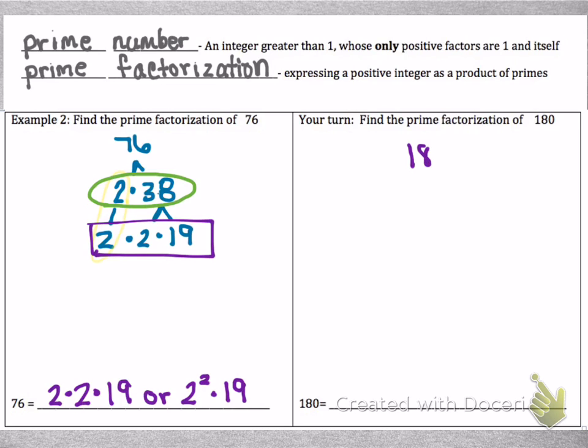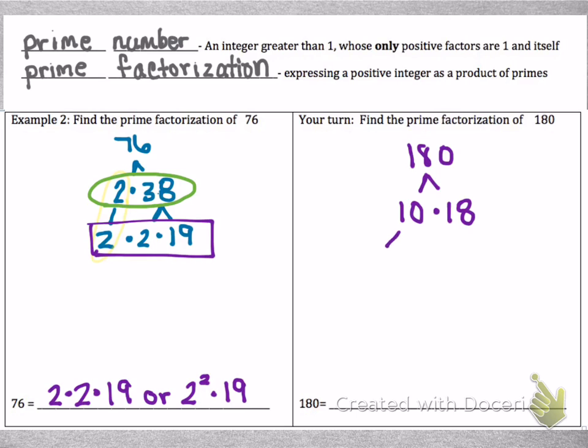All right, so I'm starting with 180 as you are. And again, we might not have started with the same two factors, but hopefully at the end we'll have the same prime factorization. I notice that 180 ends in a 0, and so I know it's divisible by 10. And so I can say, okay, that's 10 and 18.